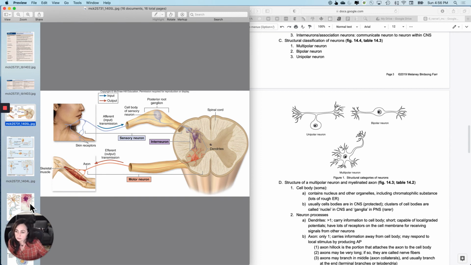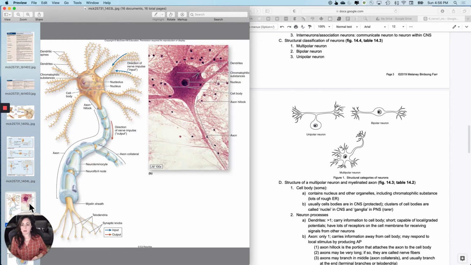So let's challenge you just a little bit before we do the next video. With this one that you're looking at, I can ask you structural and you can know that it's a multipolar neuron, but can you tell what it is functionally? You can't, because you don't see it hooked up to anything. It's not hooked up to a muscle. If it was, it would be an efferent. It's not hooked up to a sensory receptor. If it was, it would be afferent. And you can't see it between two neurons. If it was between two neurons, it would be an interneuron.